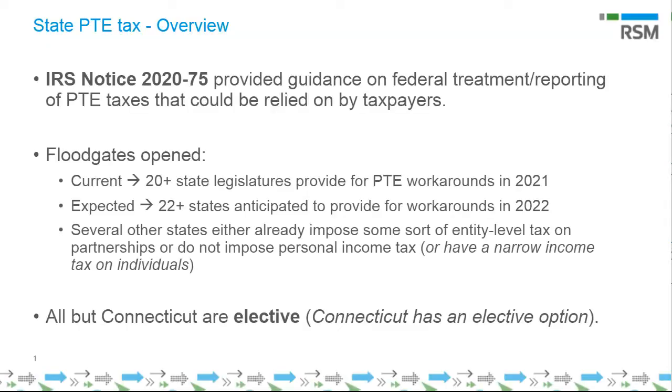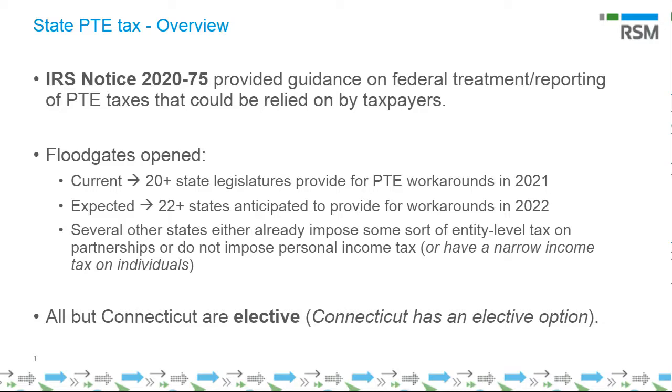So that was in 2018, and the IRS really did not acknowledge or address the workarounds that states were imposing to try to, as it says, work around the SALT cap deduction. And in late 2020, the IRS came out with Notice 2020-75, which provided guidance from a federal perspective on the treatment and the reporting of these pass-through entity taxes. We're not going to go through all of the guidance, but essentially, the IRS, quote unquote, blessed the workarounds.